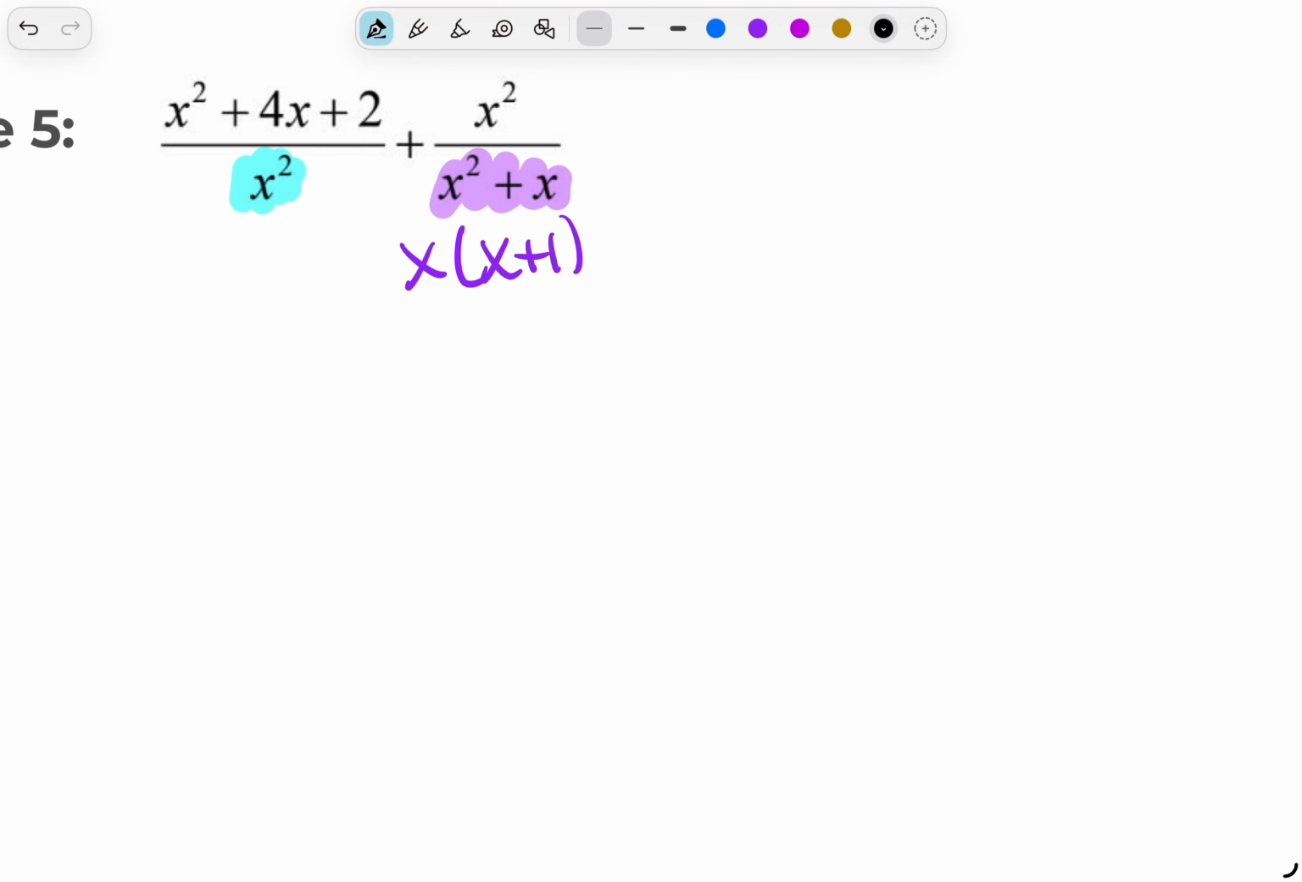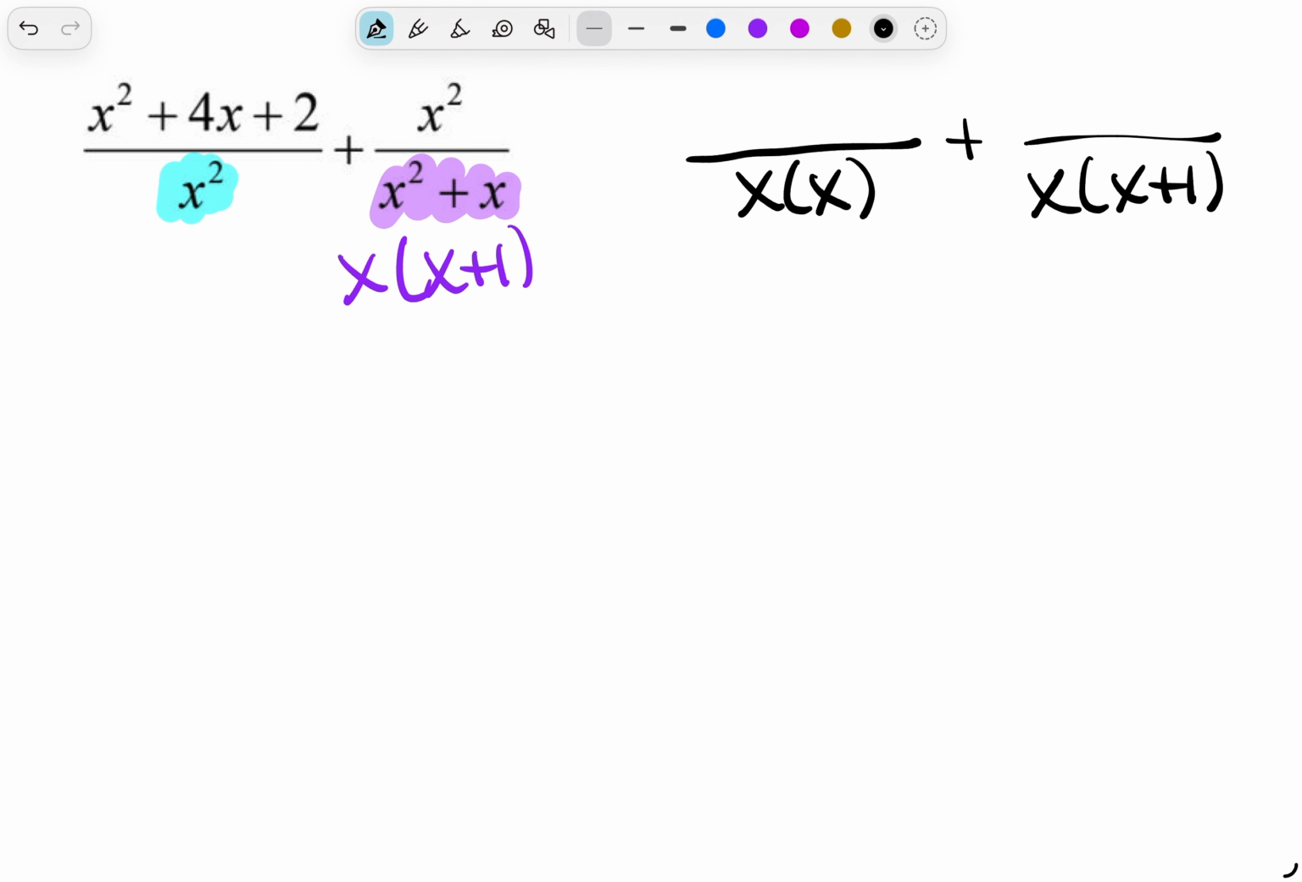So I'm actually going to rewrite this just a little bit here off to the side, but I'm only going to look at those denominators so we don't get lost with up top. So I know I have an x and an x plus 1. My first fraction has a denominator of x squared. I can rewrite that as x times x to look like it's in factored form.